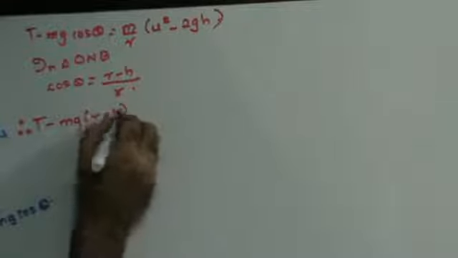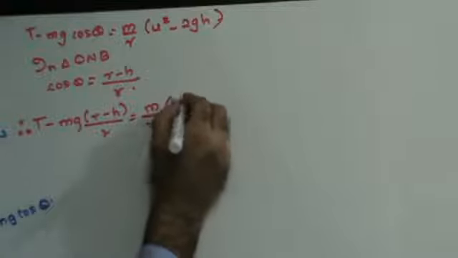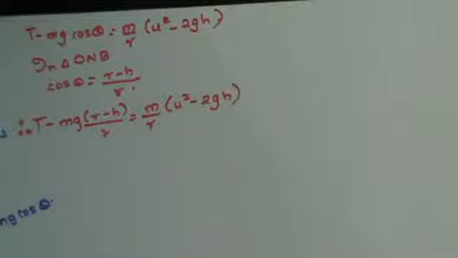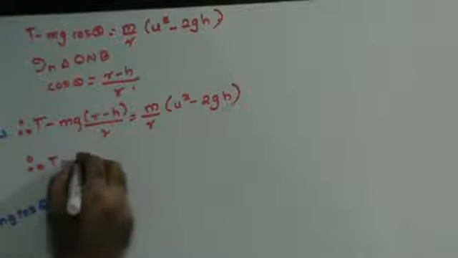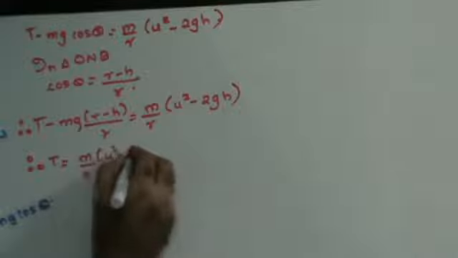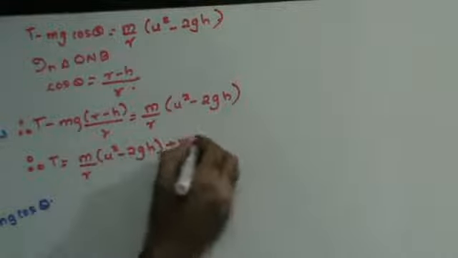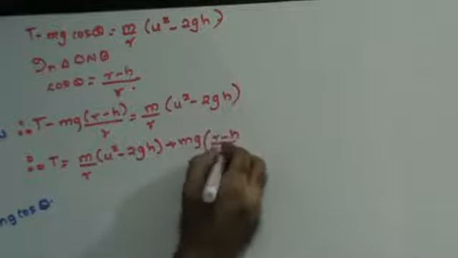Right? Now, if I substitute this value in my equation of T, I will get T minus mg, instead of cos theta I am writing r minus h upon r, is m upon r into u square minus 2gh. Right? So in that case, I could say, take this on the other side, that T is equal to m upon r into u square minus 2gh plus mg into r minus h upon r.